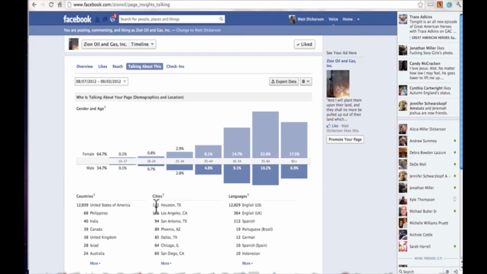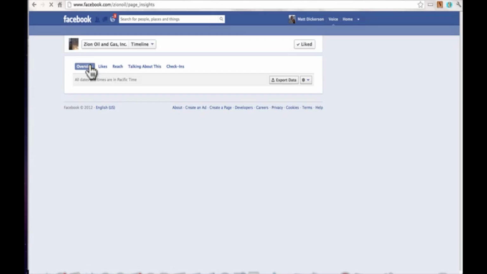Again, your cities, Houston as a top again. So in this case, these guys need to target people in Houston. If this was a book, that's what they should do. Try to get booked into Houston. Let's go back to overview.